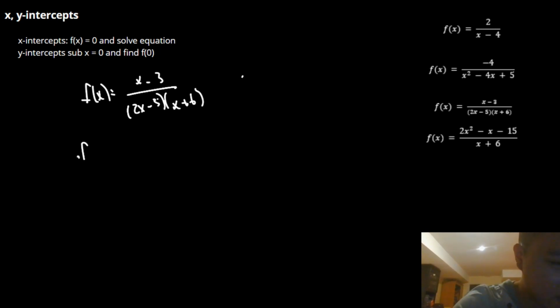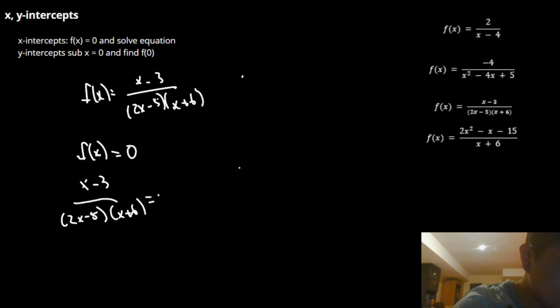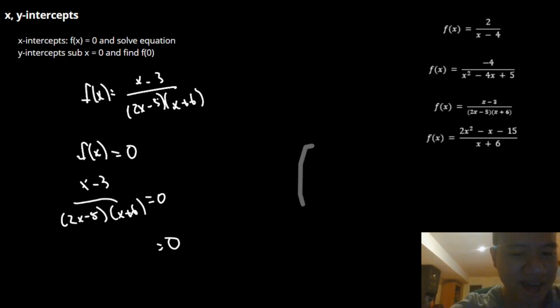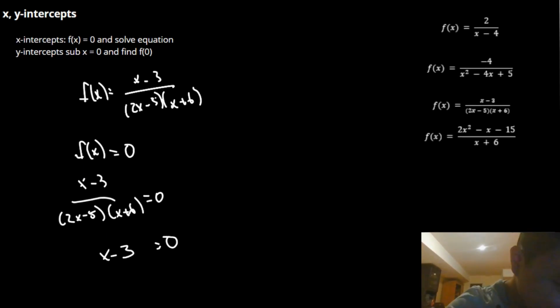Okay, so if you find the x-intercept for this, we just set it equal to 0: x minus 3 all over 2x minus 5, x plus 6 equals 0. You can multiply both sides by 2x minus 5 and x plus 6. Since 0 times anything is 0, you'll just have 0 on the right side. And then on our left side, everything in the denominator is now gone. So we get this nice equation: x minus 3 equals 0. x equals 3. Sweet.